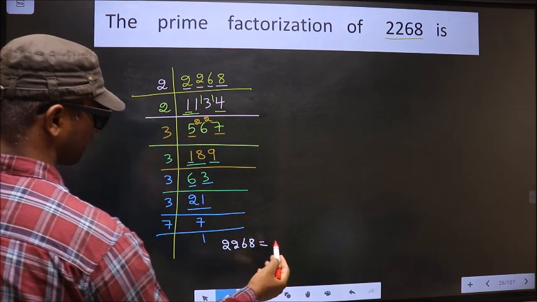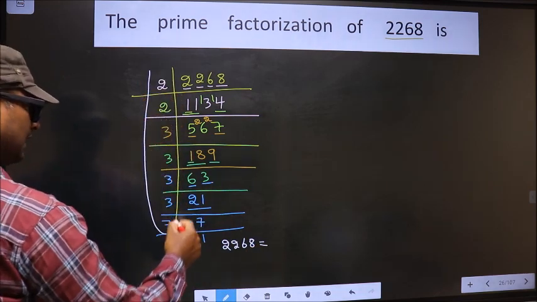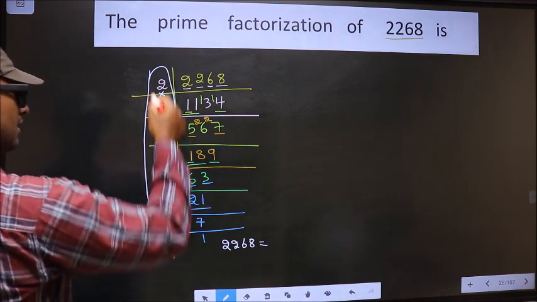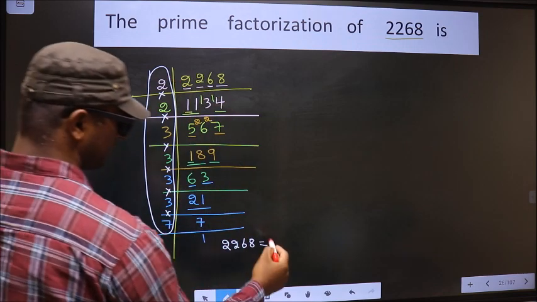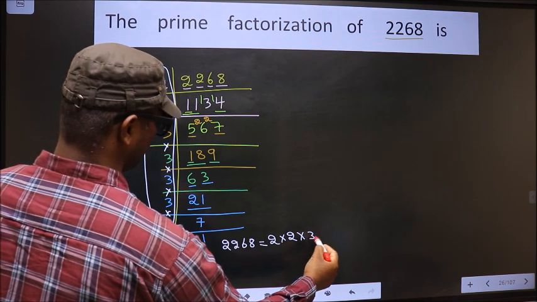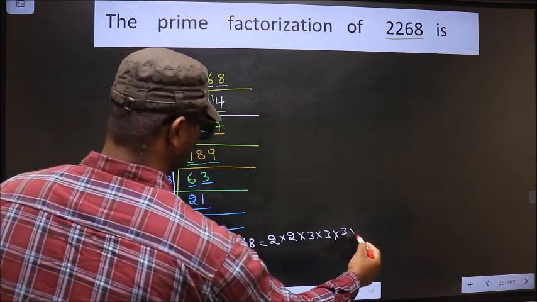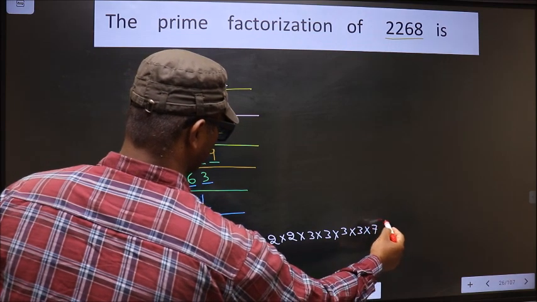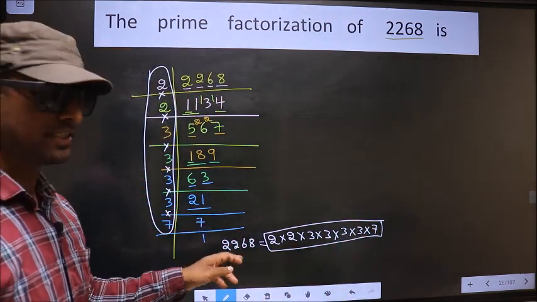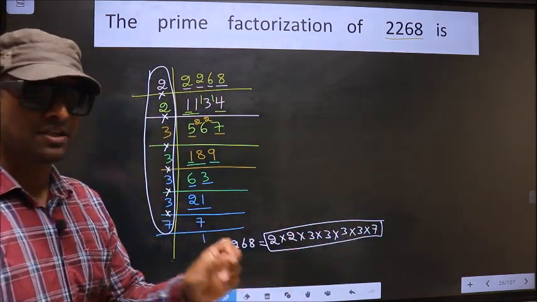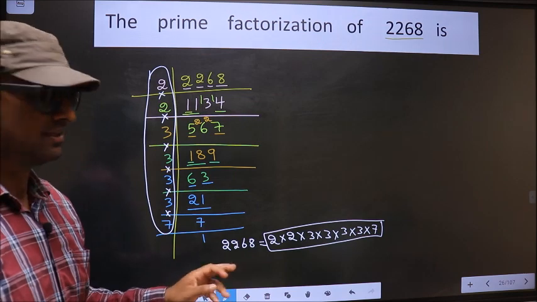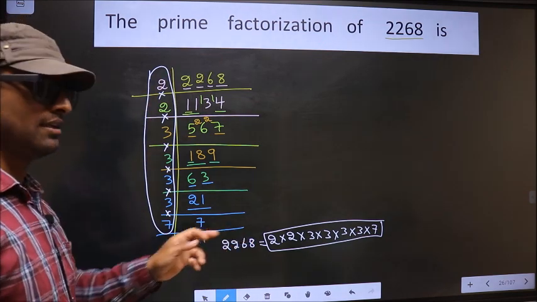So the prime factorization of 2268 is the product of these numbers. Okay. Product of these numbers, that is 2 into 2 into 3 into 3 into 3 into 3 and finally into 7. So this is the prime factorization of 2268. This also called as product of prime numbers of 2268. Am I clear?